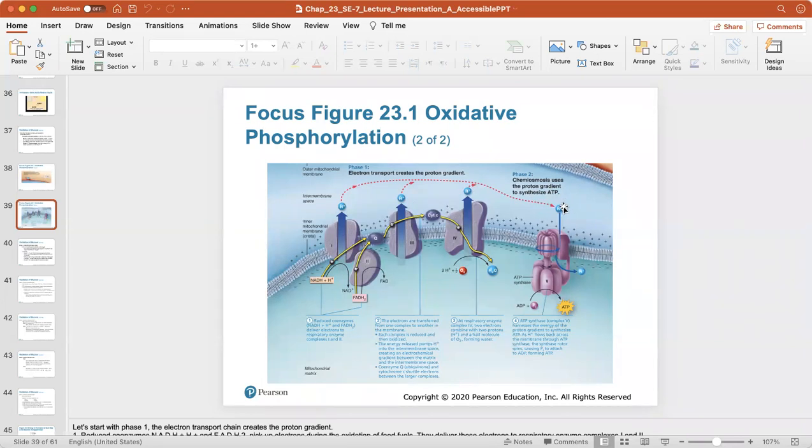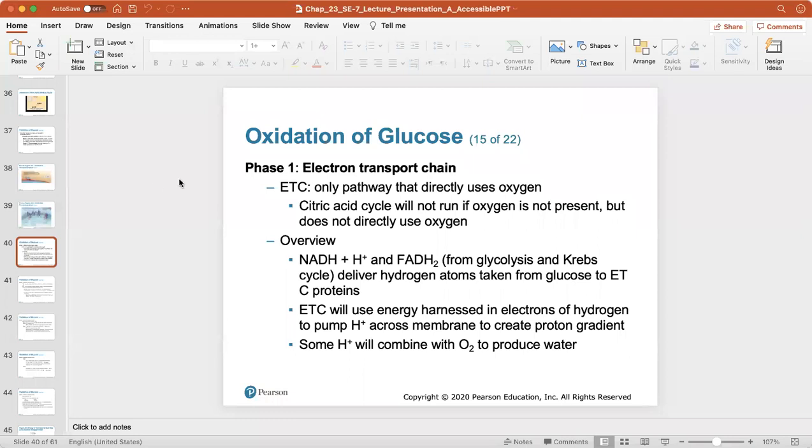So what we have here is ATP synthase, which is this complex number 5, harnesses the energy of the proton gradient to synthesize ATP. As hydrogen atoms flow back across the membrane through ATP synthase, the synthase rotor will spin, causing phosphate groups to attach to ADP, which will form ATP. So that's the generalized summary version of the electron transport chain. The electron transport chain is the only pathway that uses oxygen. The citric acid cycle will not run if oxygen is not present, but does not directly use oxygen. And an overview is shown here.